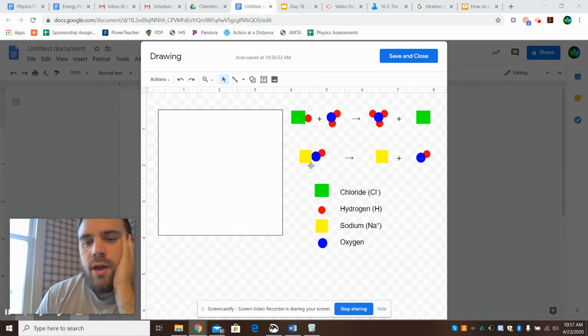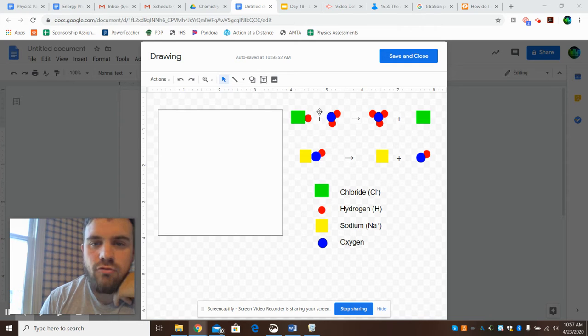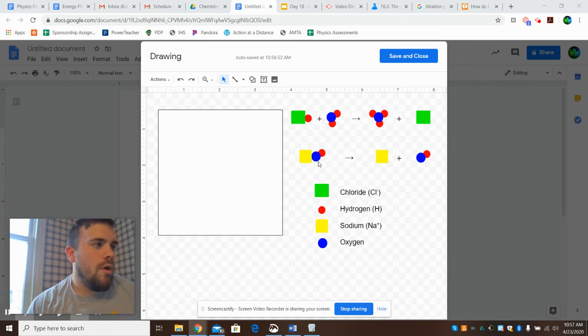So here we go. I have a chloride ion, which is represented by the green. I've got hydrogen represented by red circles, sodium represented by yellow squares, and oxygen represented by a bigger blue circle. So I've got a kid coming around, so it's probably going to get noisy. But basically this reaction is the hydrochloric acid reacting with water to form the hydronium ion and the chloride ion.